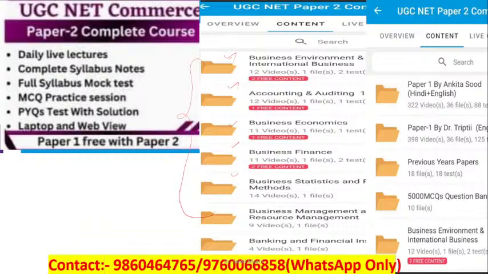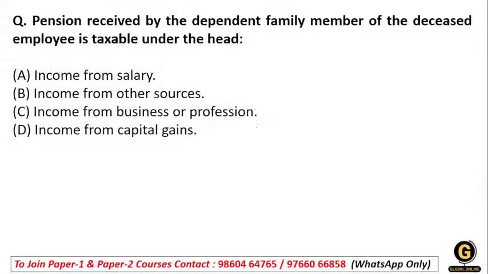Yes students, moving toward the next question that we have. The next question on your screen: pension received by the dependent family member of the deceased employee is taxable under the head of: option A, income from salary; option B, income from other sources; option C, income from business and profession; and option D, income from capital gain.